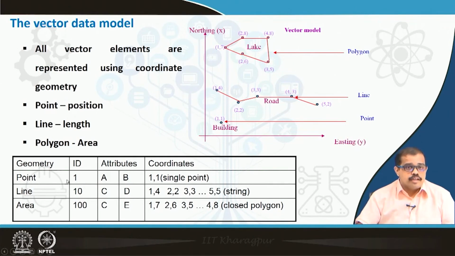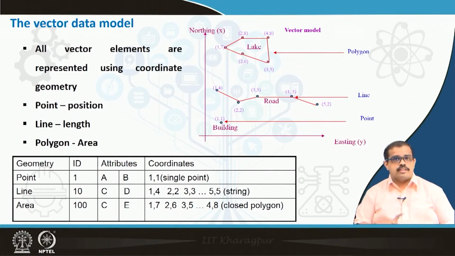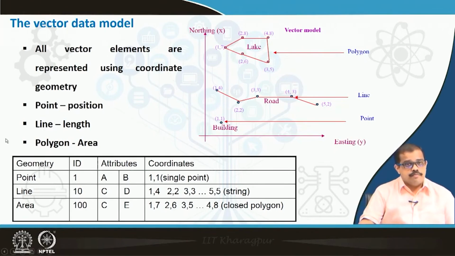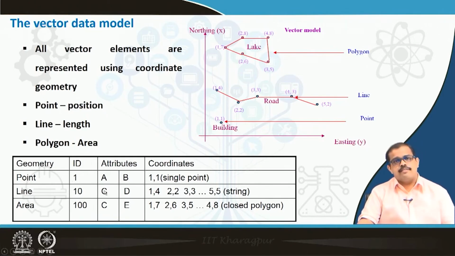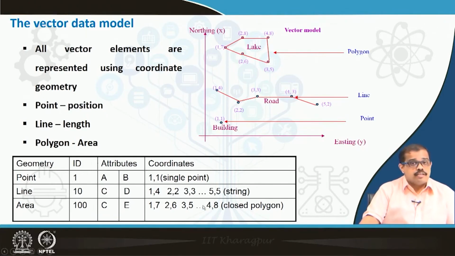If you look at your database, if you have a point, line and a polygon, and you give an ID as 1, then attributes as a and b, then the coordinates are 1 comma 1, because that point's geographic location has a single coordinate. But when you look at a line, if I have given a unique ID of 10 and attributes as c and d, just random attributes, and when you look at its coordinates, you will have a number of strings. This is a starting node and this is an ending node.